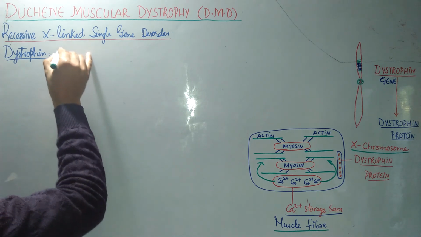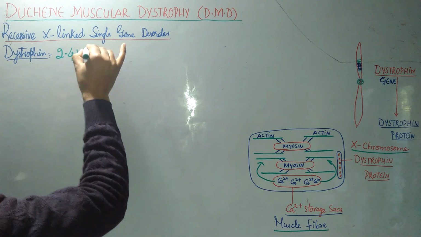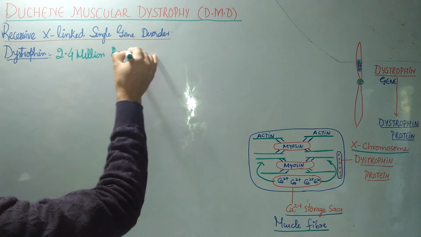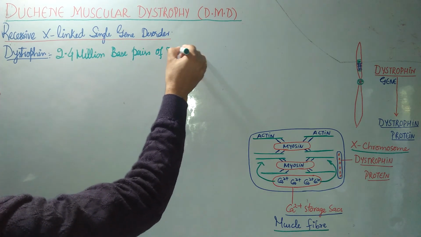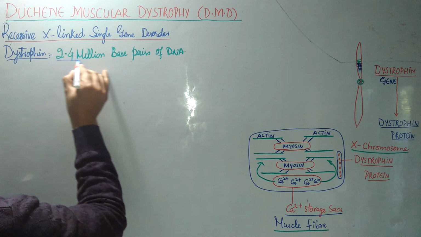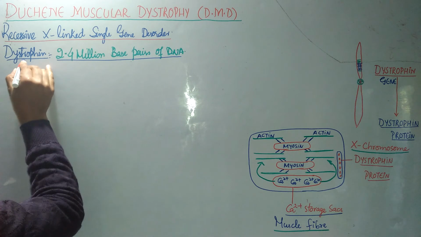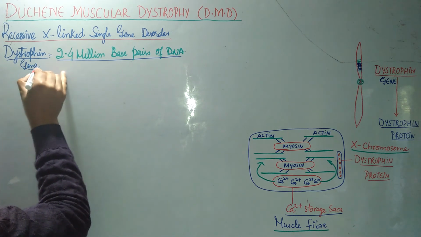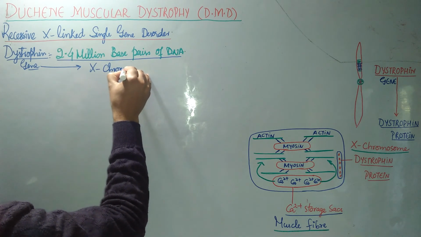It is about 2.4 million base pairs of DNA. So it's a very long gene. Some say it is 2.5 million base pairs of DNA, but usually we believe that it is 2.4 million base pairs of DNA. So it is a very long gene known as the dystrophin gene, and it is present upon the human X chromosome.